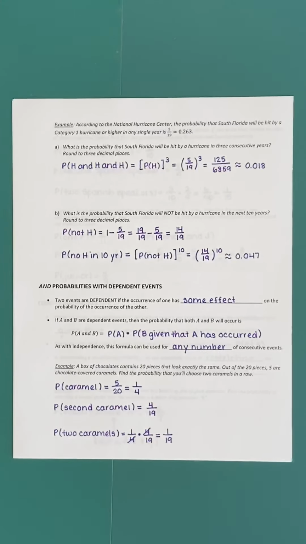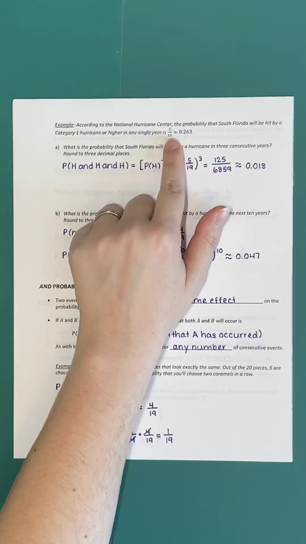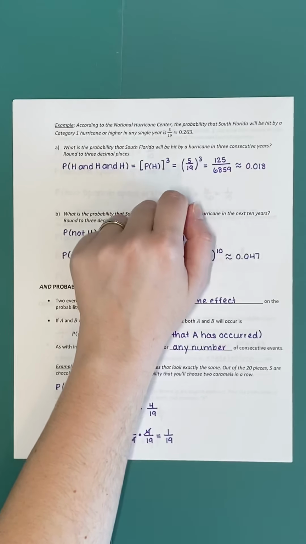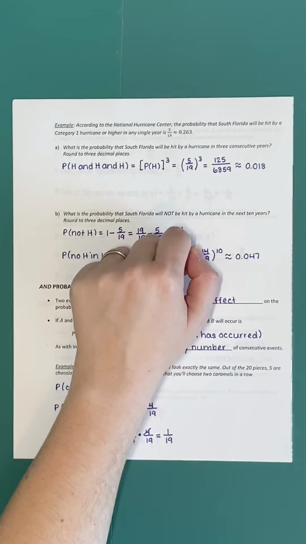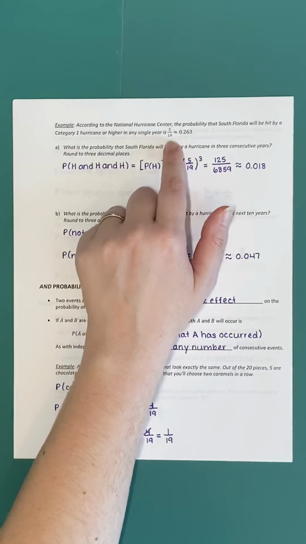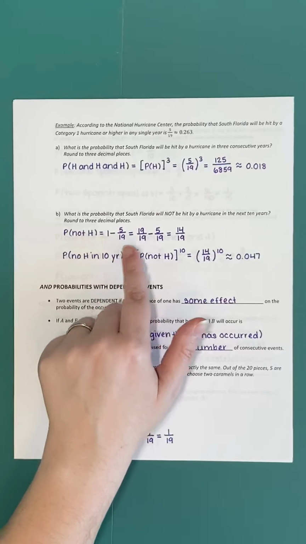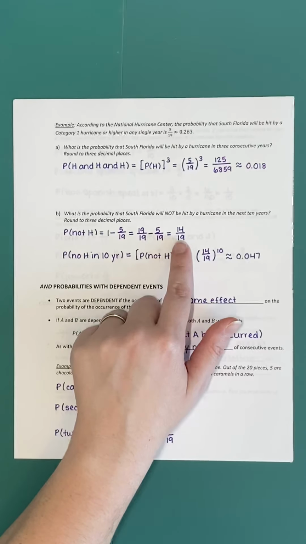Does one event affect the other? Well, if having a hurricane has no effect on the next year's hurricanes or lack thereof, not having a hurricane, same effect. It doesn't affect whether or not we have another hurricane. Well, what's the probability that we don't have a hurricane for 1 year? If we know the probability that we do, then remember the probability that we don't, that's called the complementary event. If the probability that we do have a hurricane is 5 out of 19, then the probability that we don't have a hurricane is going to be 1 minus that number, which is going to be 14 out of 19.